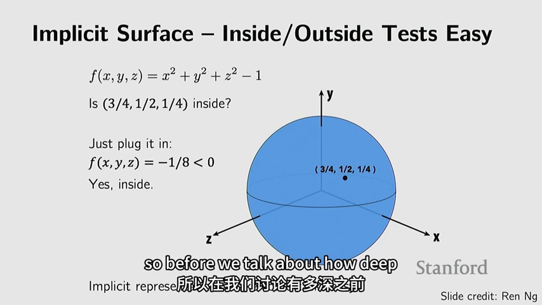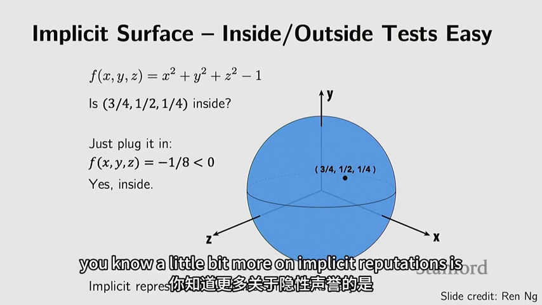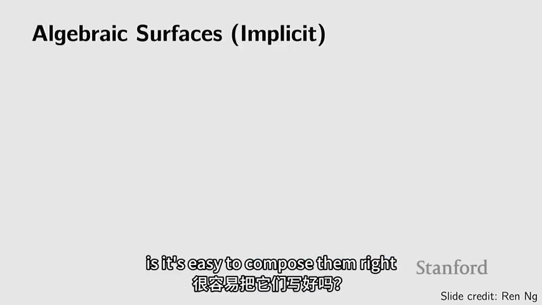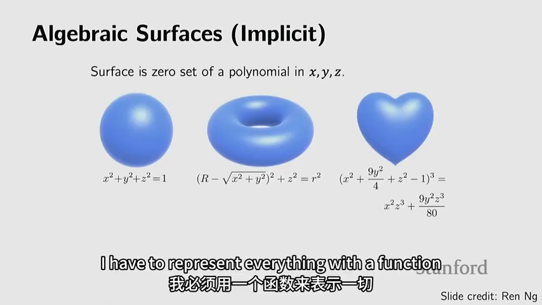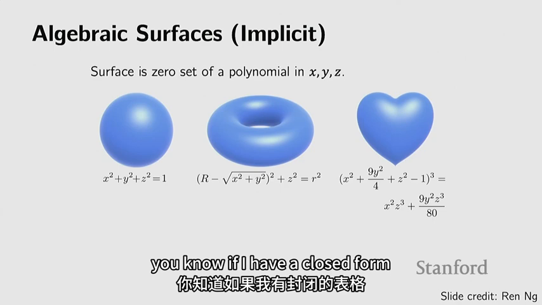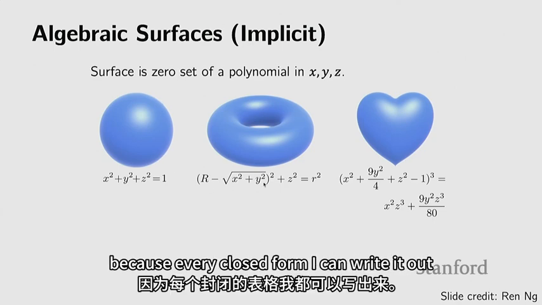So before we talk about how deep learning can be applied to 3D representations in general, a little bit more on some other features of implicit representations. The good thing about them is that it's easy to compose them, right? Sometimes you feel like, oh, if I have to represent everything with a function, that seems great if I have a closed form, but it also seems very constrained because every closed form I can write out.